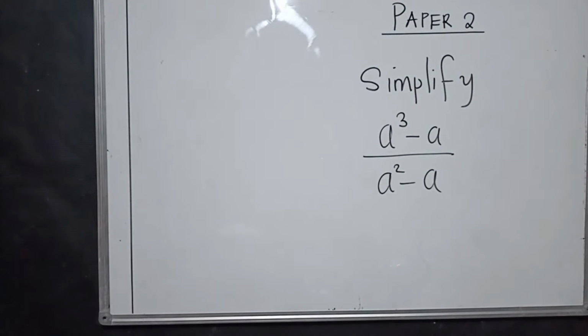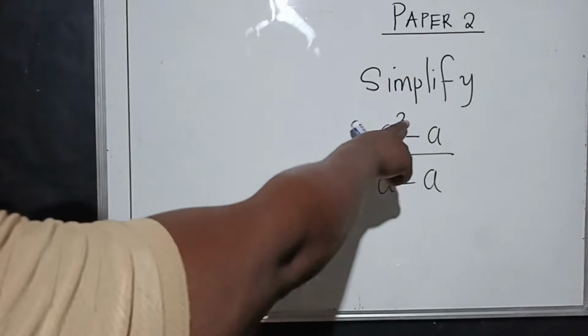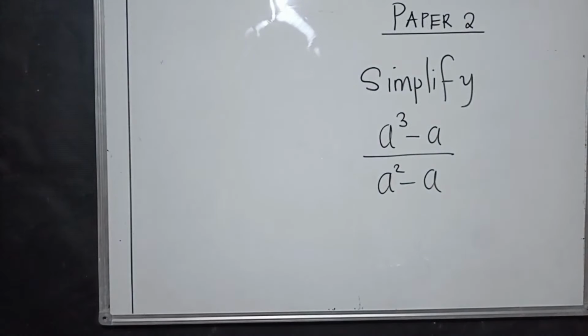Very interesting question. So simplify that one. What answer are you getting? What answer is somebody getting? Now I'll wait for somebody to give me a comment in the comment section, and we see how it goes on this one. So simplify a power 3 minus a over a power 2 minus a.